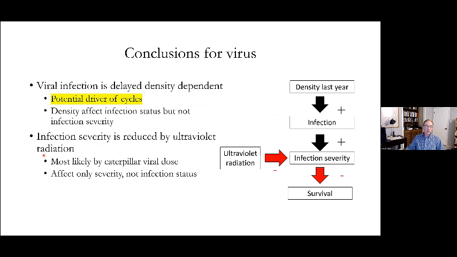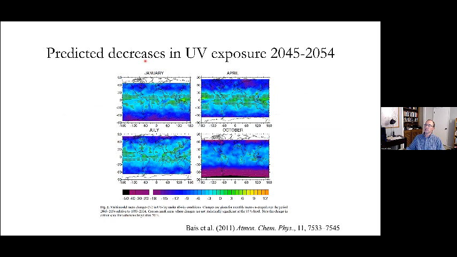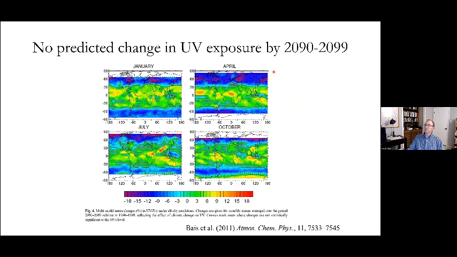And we know that in this system, the UV radiation is important. So the predictions for California are that UV radiation is expected to decrease in the next 30 or so years. And then by the end of this century, UV radiation is expected to go back to current levels. So there'll be a transient decrease in the amount of UV radiation that's strongly associated with predictions of cloud cover and precipitation. So it may be that there is less UV radiation in the next 20 to 30 years. That would mean more deaths through the virus for this caterpillar.